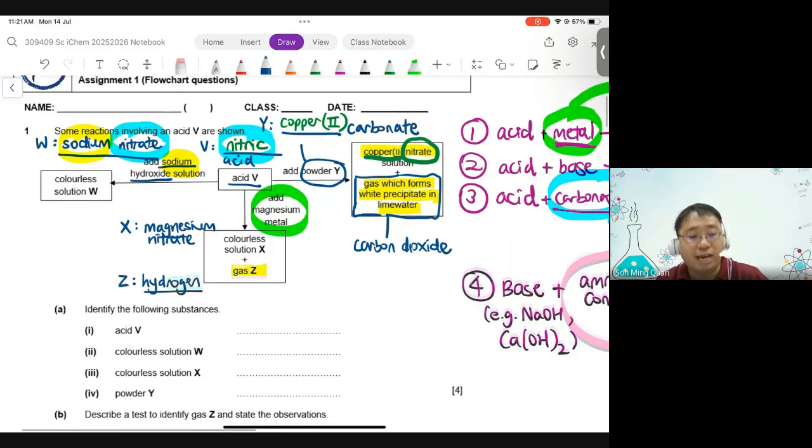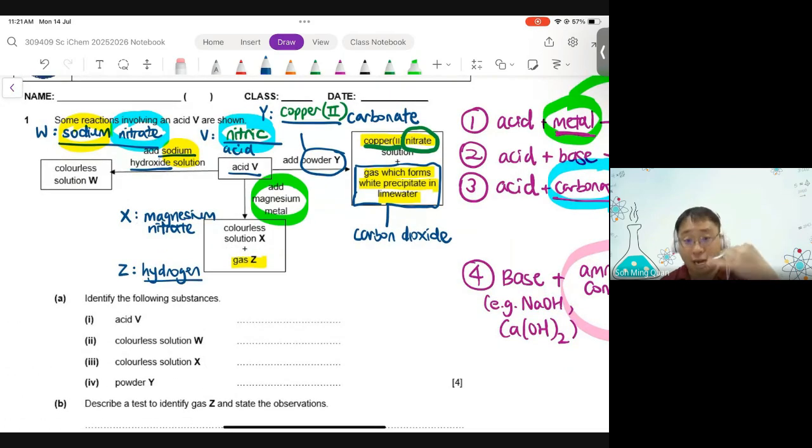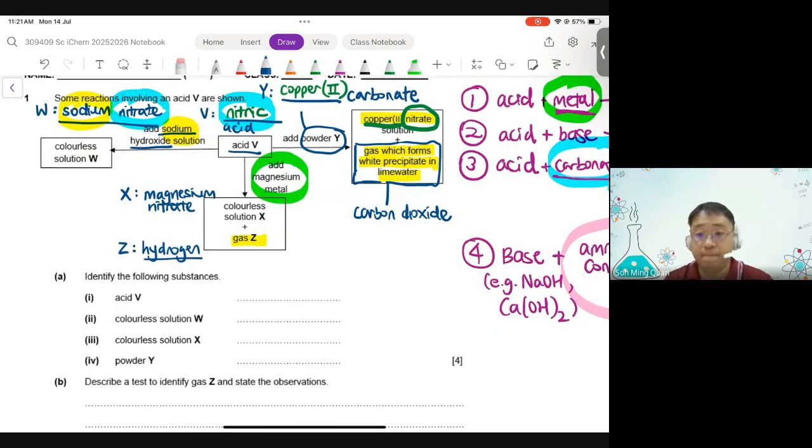All right, of course, in 1A, they had only asked for V, W, X, Y because you need Z for part B. Okay, but I believe now you should be able to finish 1B yourself. So ensure that you have finished 1A, copying down the answers, and also continue for 1B. What's the test for hydrogen gas?